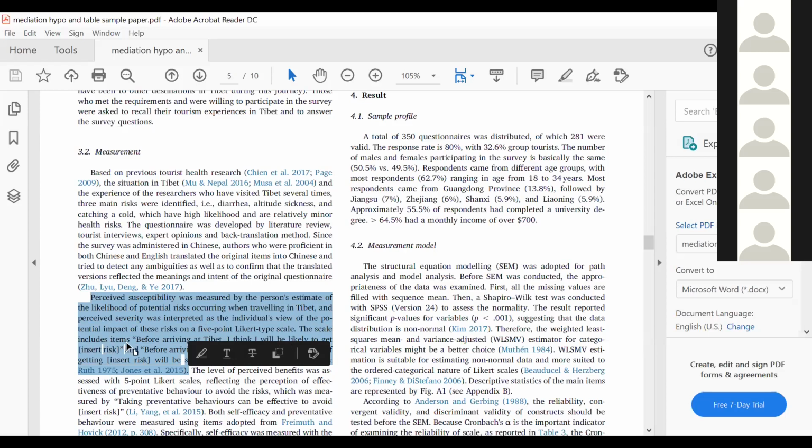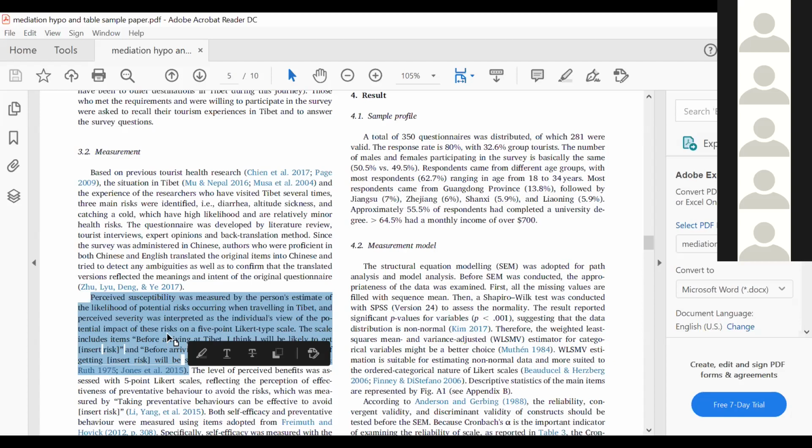What are items? The statements you put in a questionnaire to measure that construct or variable, which is called perceived susceptibility. I repeat, what is an item? It is a statement which we put in the survey to measure the construct or variable called perceived susceptibility. He has explained which author, he's given the authors. He has also written the statements. He's written the items.